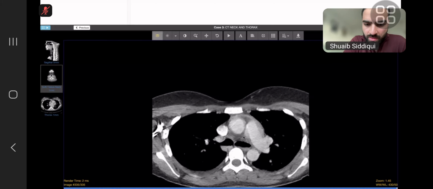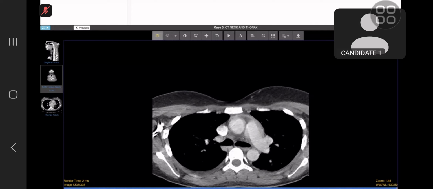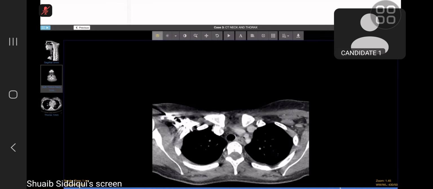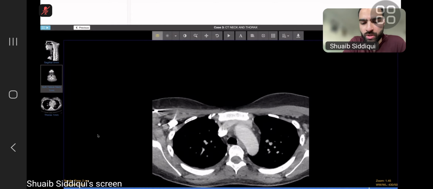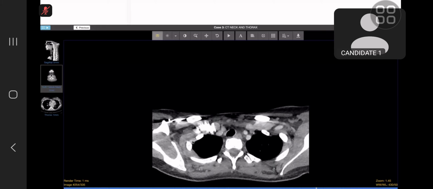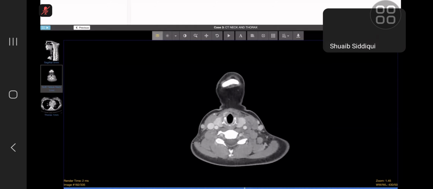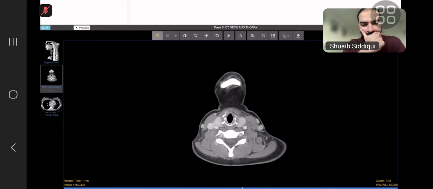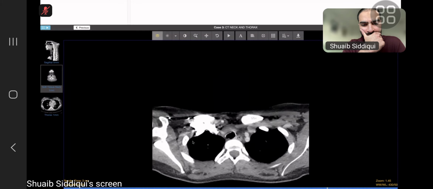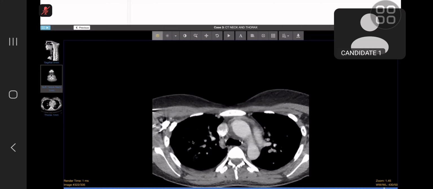Candidate one, are you still with us? So there's evidence of air fluid levels seen in the bronchi. Okay, we'll come on to the thorax in a second. Just focus on the neck. So what have you seen in the neck so far? So there's evidence of left tonsillar abscess. Anything else? So there are a few nodules in the right lobe of thyroid also.